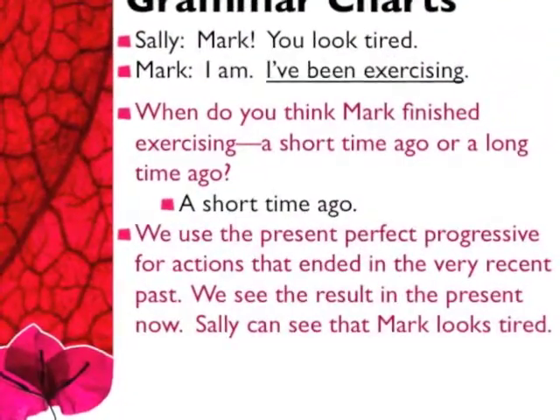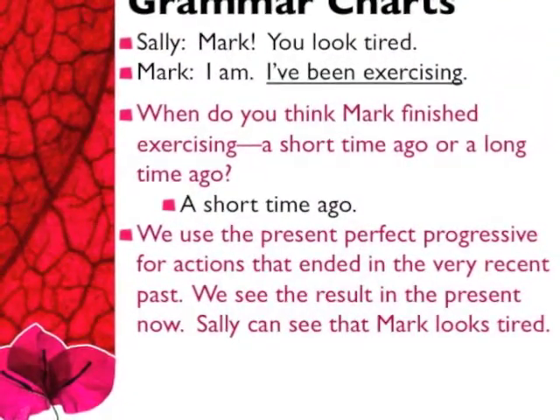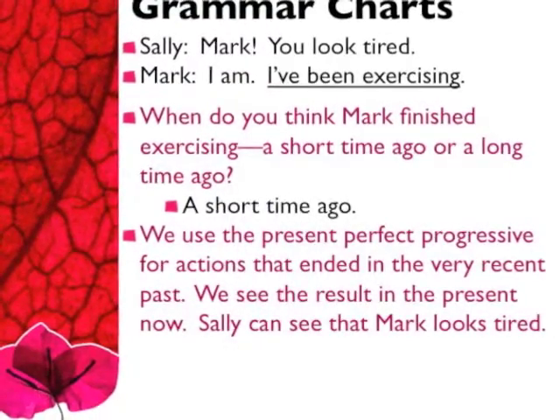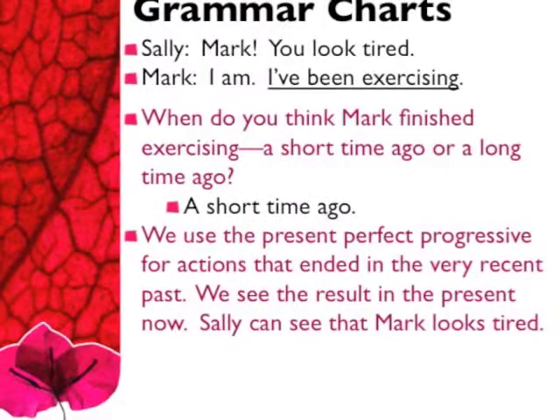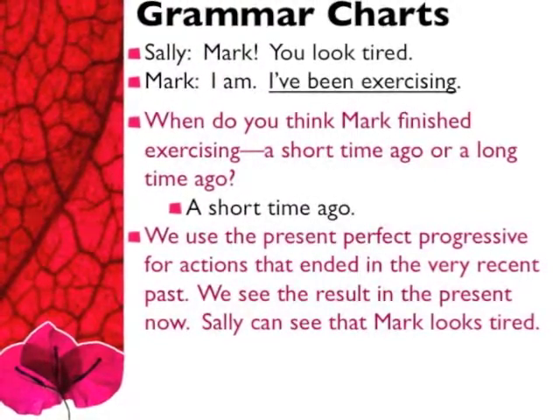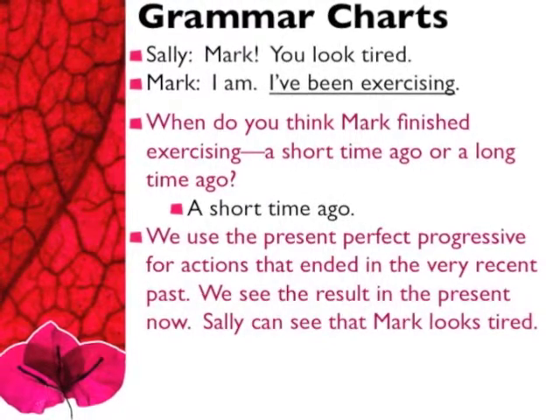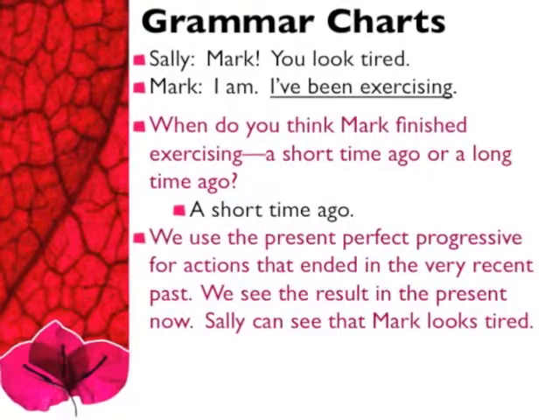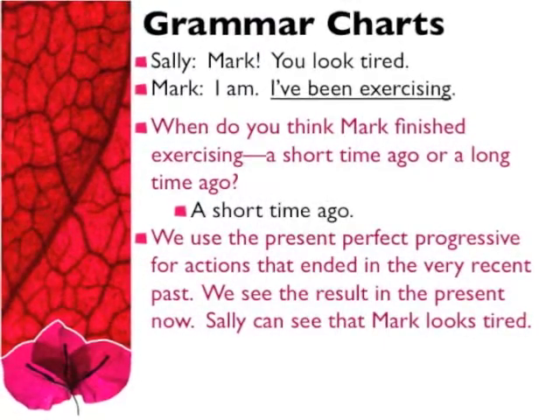He must have finished a short time ago because we use the present perfect progressive for actions that ended in the very, very recent past. We can also see the result in the present right now. Sally could see that Mark looks tired, so that's an effect from his exercising.